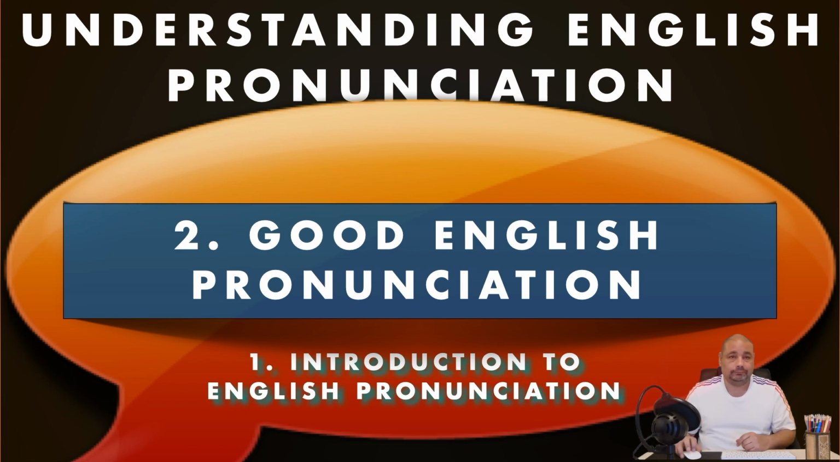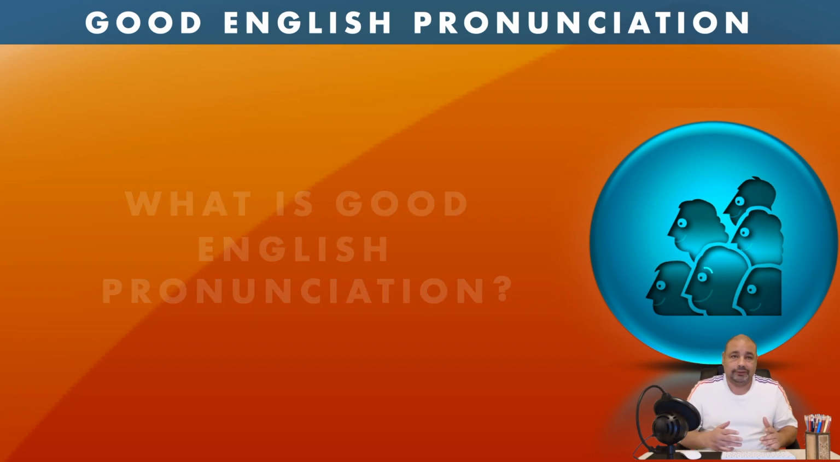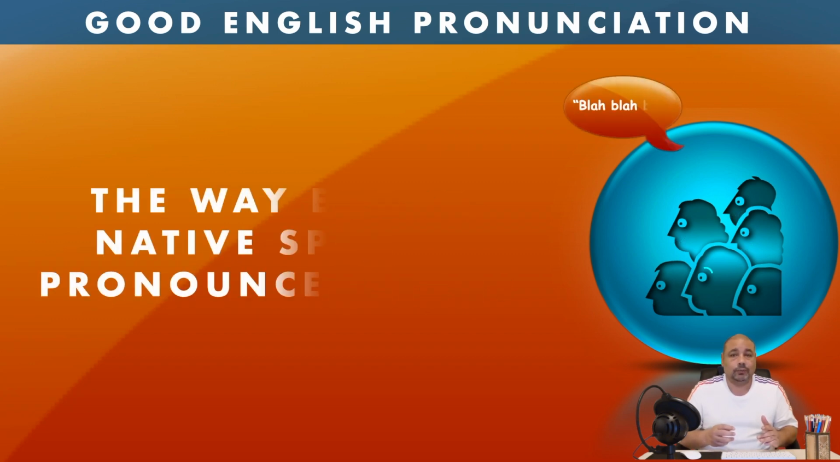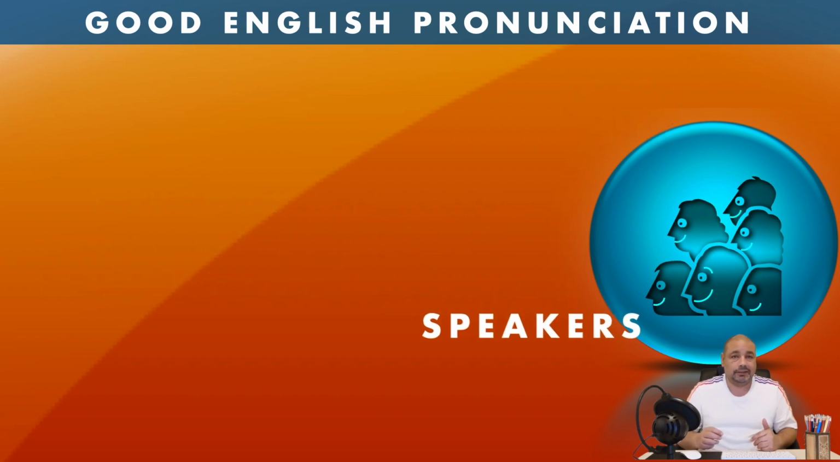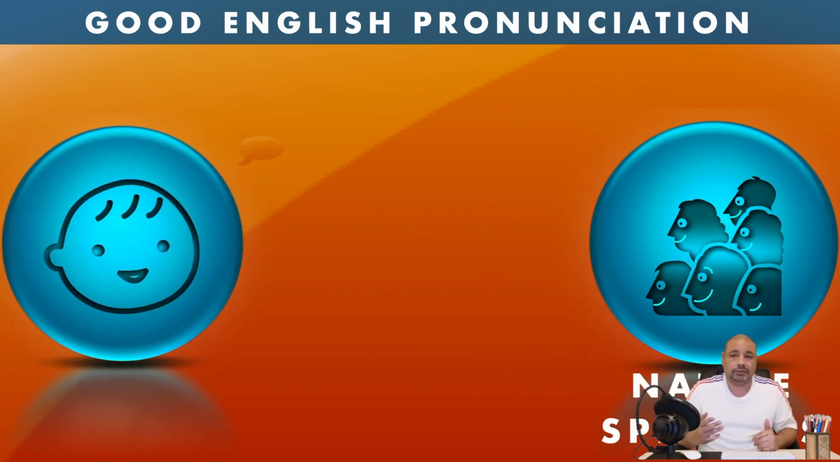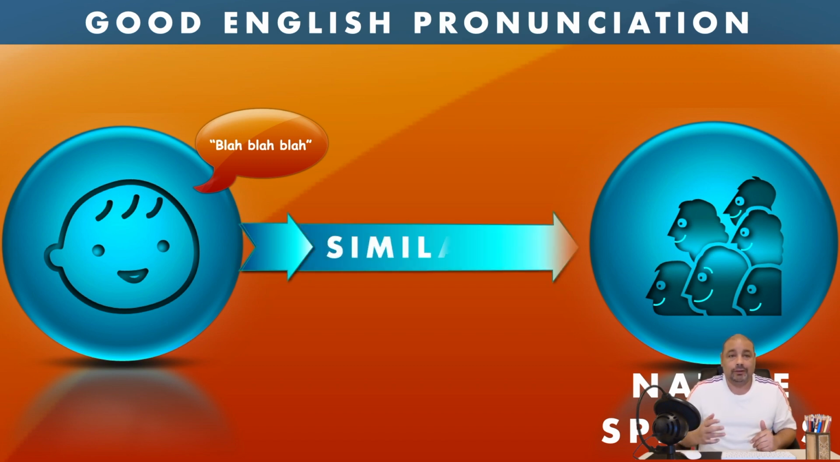Let's begin. Well, considering that English pronunciation is the way English native speakers pronounce the language, we can imply that the closer or similar your pronunciation is to theirs, the better pronunciation you will have. Therefore, good English pronunciation is the way to pronounce the language that is similar or equal to the pronunciation of native speakers.